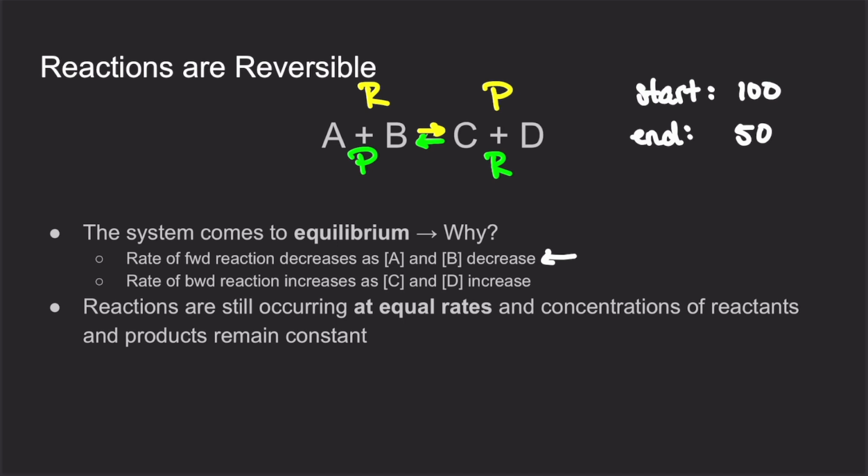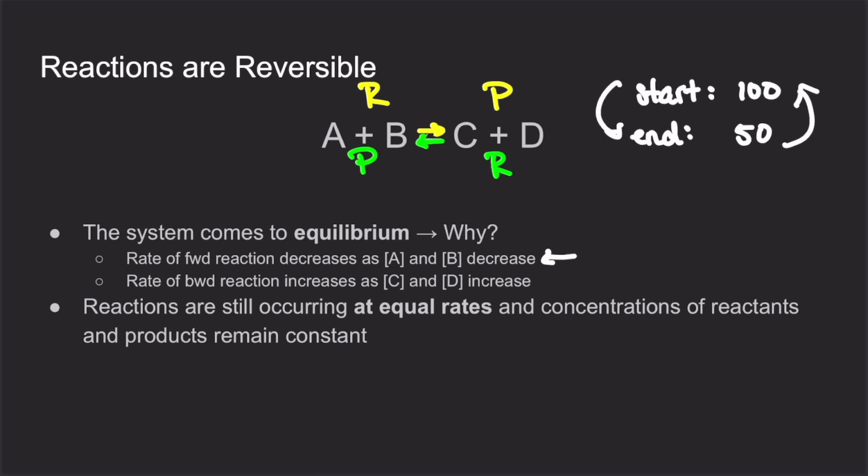As you increase the amount of C and D, essentially what we're doing is, instead of going this way, we're going this way. We're starting at 50 people and going to 100 people in a room. As we increase the amount of people in a room, we increase the likelihood that they're going to run into each other. And right when we said, when two people run into each other, we get a reaction. So as the concentrations of C and D increase, the backwards reaction rate increases, because when C and D hit each other, they form A and B.